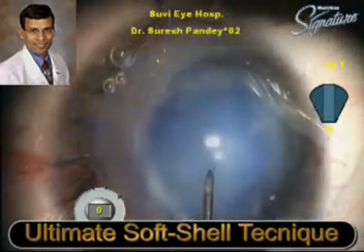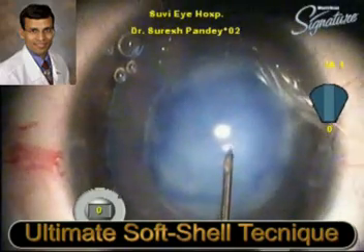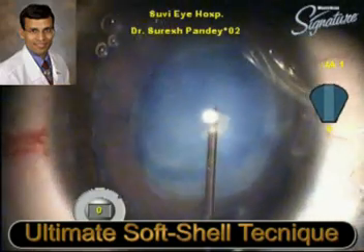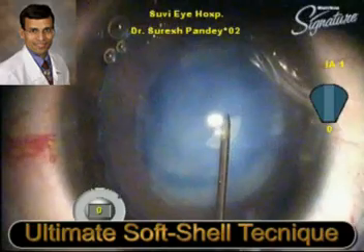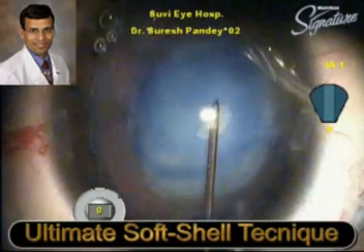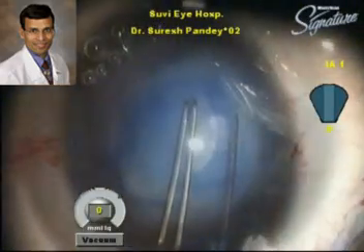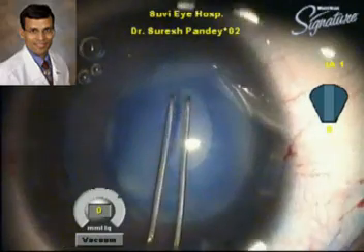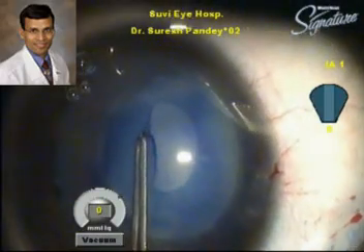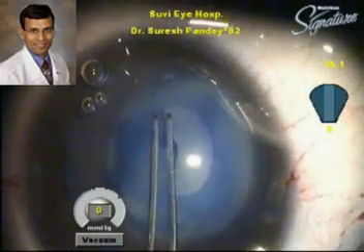We then initiate a capsulorhexis with a 26 gauge needle and then use a capsulorhexis forceps. The rhexis has to be performed in a very controlled fashion as these capsules are fairly elastic and fragile, and extension of the capsulorhexis can easily happen.